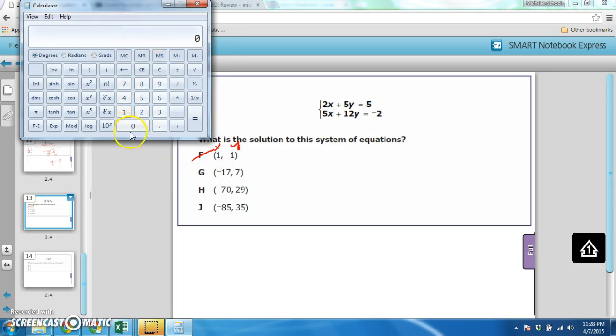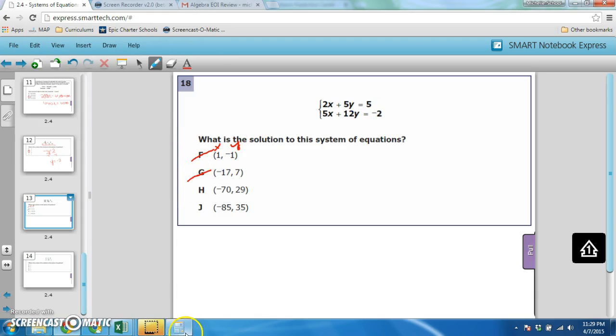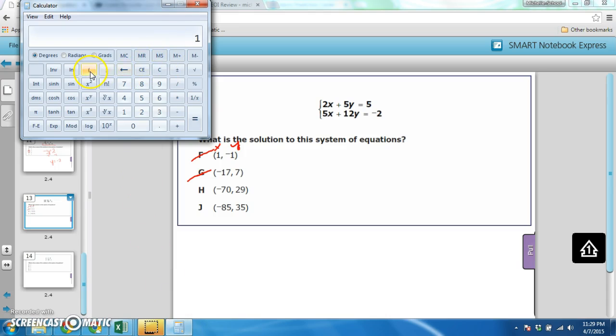So let's try the next step. We would do 2 times 17 plus 5 times 7. Okay, that gets me 1. So that can't be right. Okay, let's try the next one.